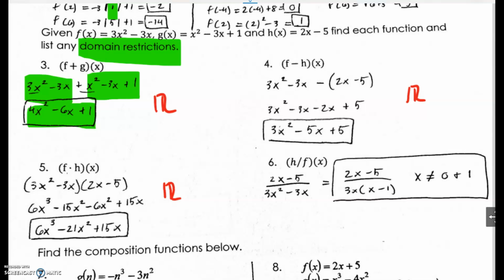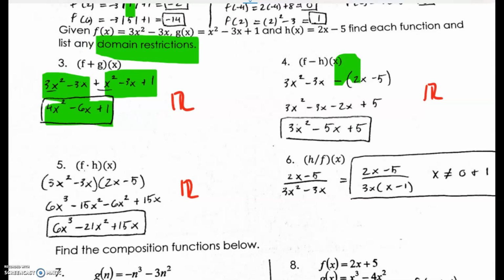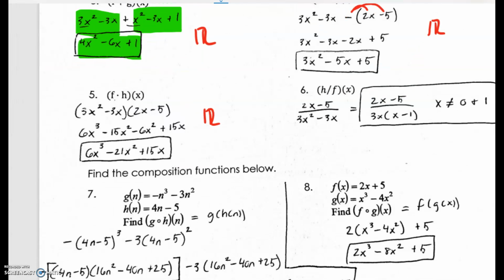Let's take a look at number 4 real quick. So I did put the second function in parentheses, and I did that because I'm going to have to distribute the negative. Okay, so when you subtract, don't forget to take care of that negative by distributing that to both. And you can see I did that and got negative 2x plus 5. Okay, and then I combined my like terms, and that's how I got my 3x squared minus 5x plus 5. All right, no domain restrictions on that one.